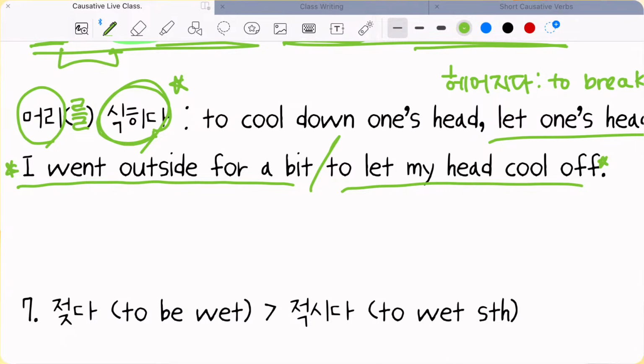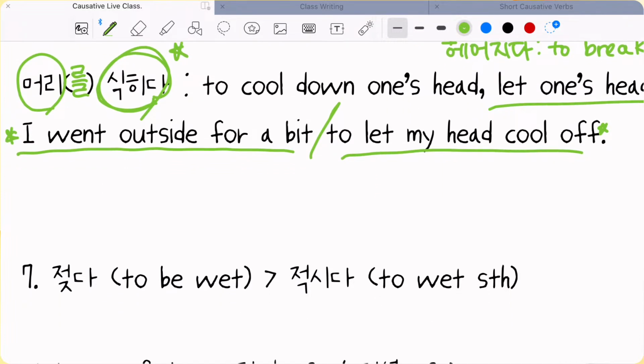I'm looking forward to various versions of your sentences. 기대되네요. 기대돼요. I went outside for a bit. So for a bit, you can use something like 잠깐, 잠시.